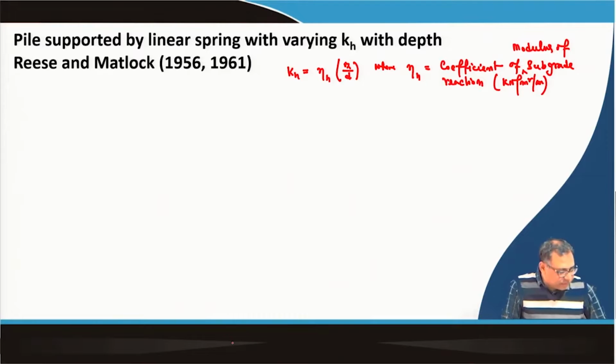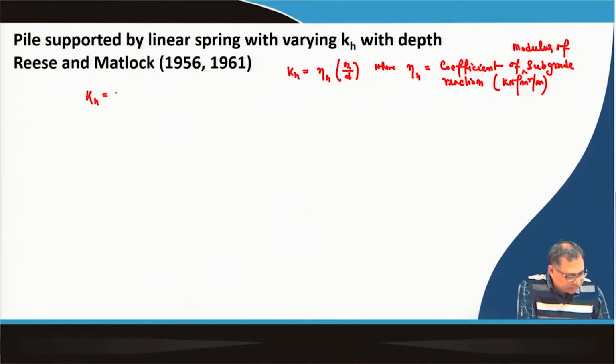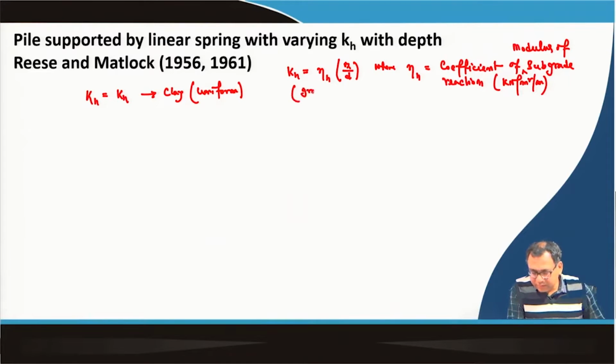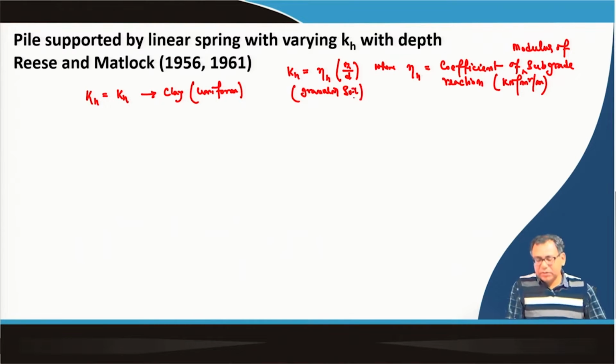Okay. So, now, that means here we can say that kh is equal to a constant for clay soil, that means uniform, and for the granular soil we can use this concept. Okay. We can use this one.